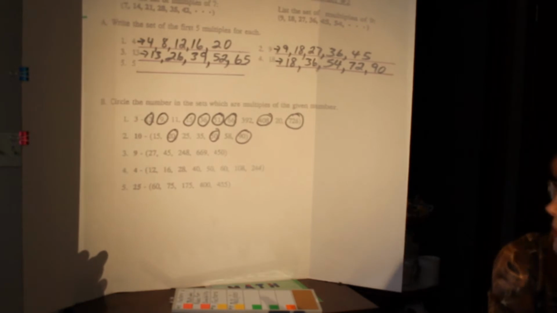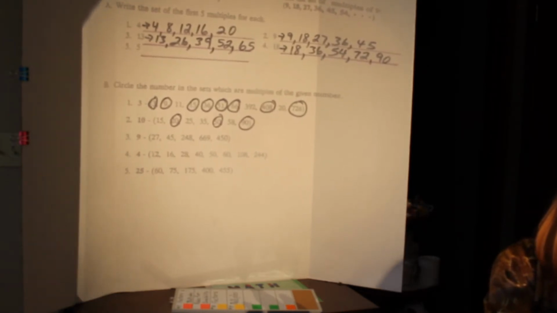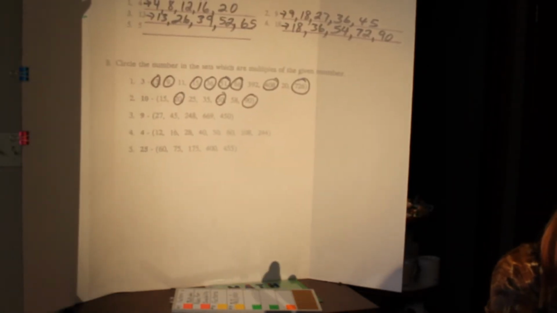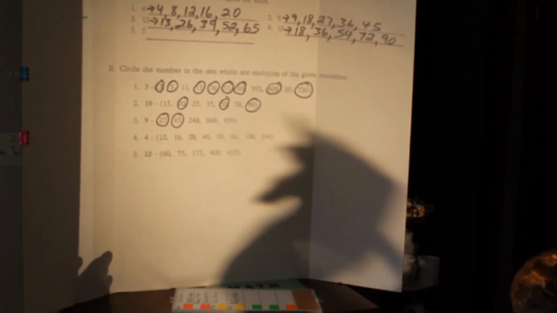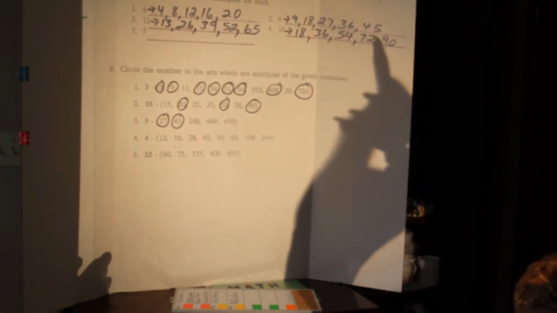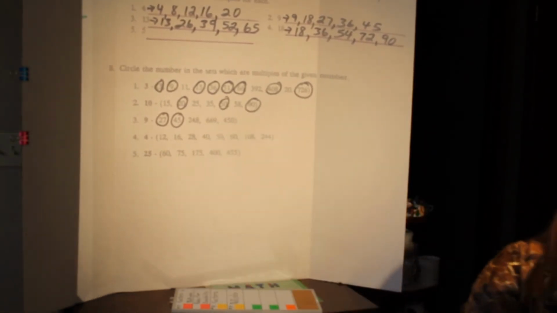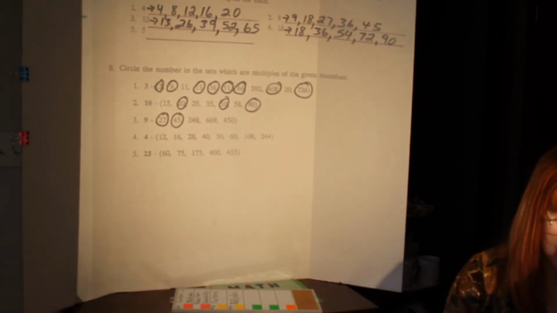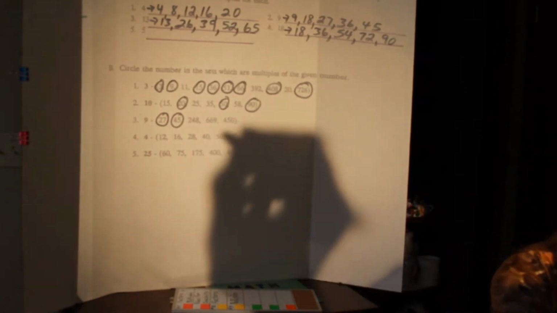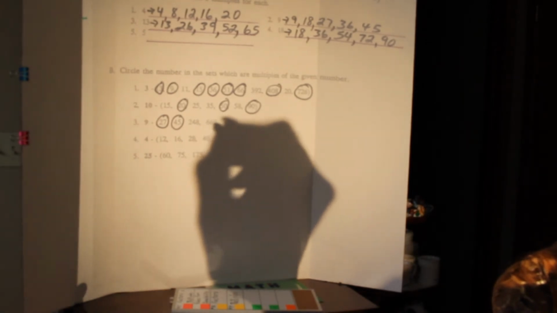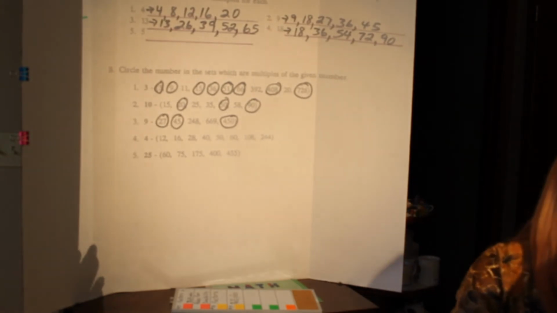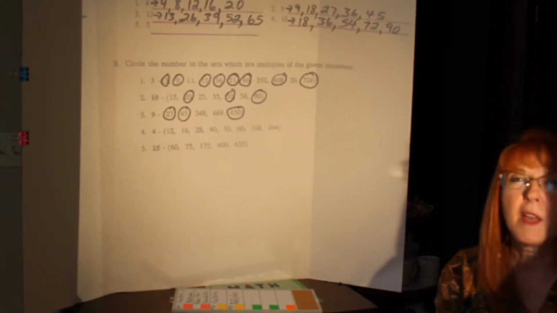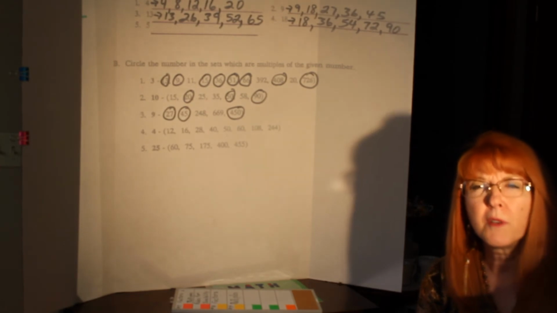Number 9. We know 9 goes into 27 and 45 because we did some of that over here. Will 9 go into 248? No, it won't. Will 9 go into 669? No, it won't go in that either. 450? Yes, it will. So how did I figure that out so fast? It's by knowing numbers and working through some of the divisibility rules.